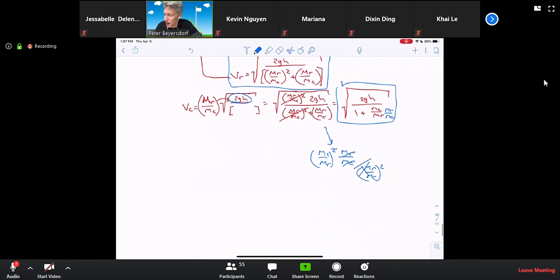Okay, so if you're not sure about one of the math steps, you can always rely on your error checking to see if what you end up with makes sense.